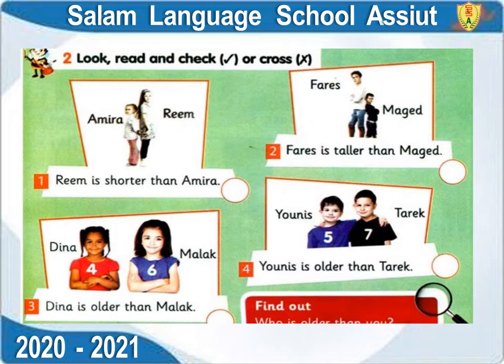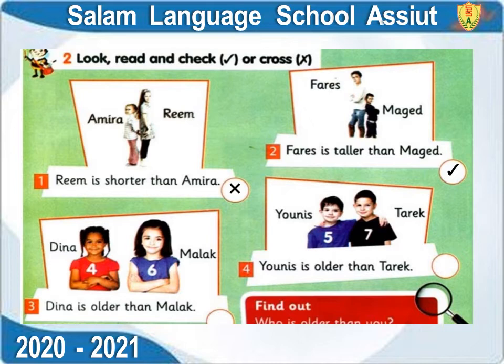Number 2. Look, read, and check or cross. Number 1: Reem is shorter than Amira. Check or cross? Cross. Excellent. Number 2: Ferris is taller than Maggie. Who will answer? Check. Excellent.